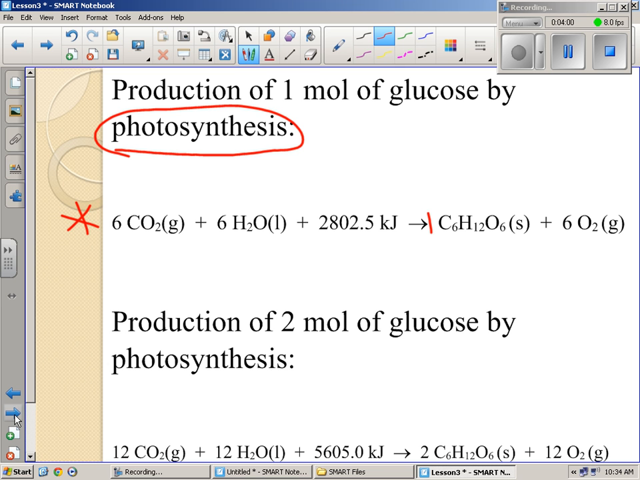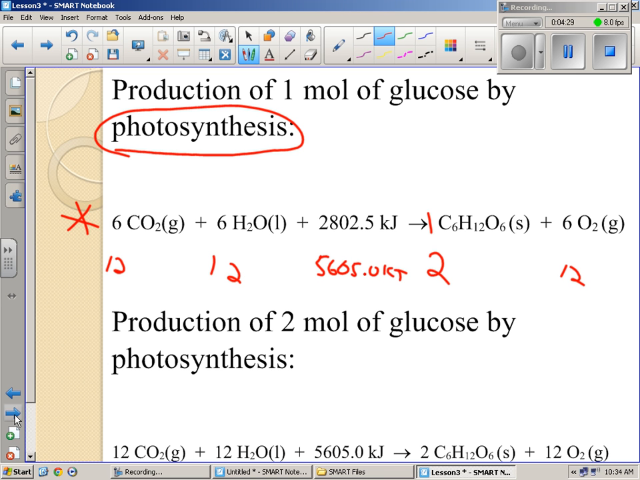What if I wanted to make 2 moles of glucose? I want to make 2 instead. So right here, I want to make this 2. What do I have to do? Yeah, double everything, right? We've got to double everything, right? So I'd have to use 12 and 12 and double, right? Which is what? 5605.0. Okay? Double and double, right?